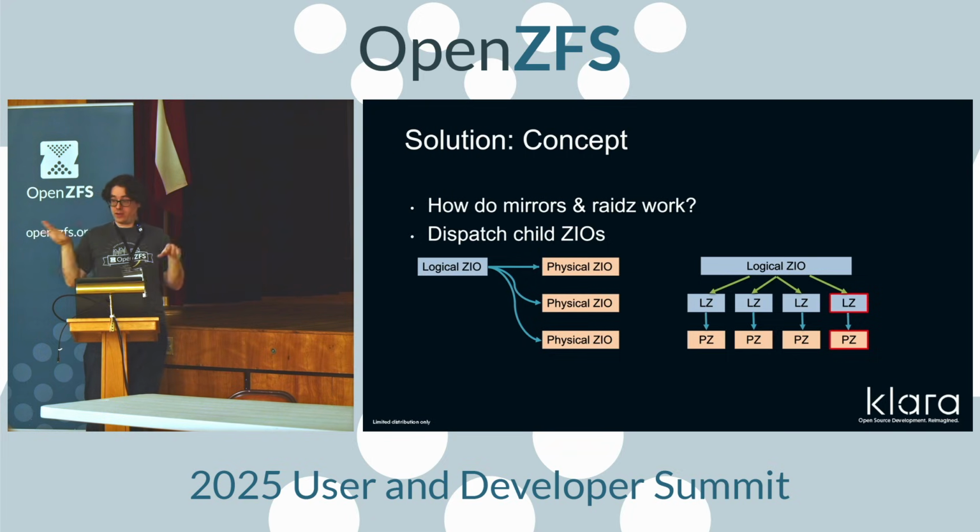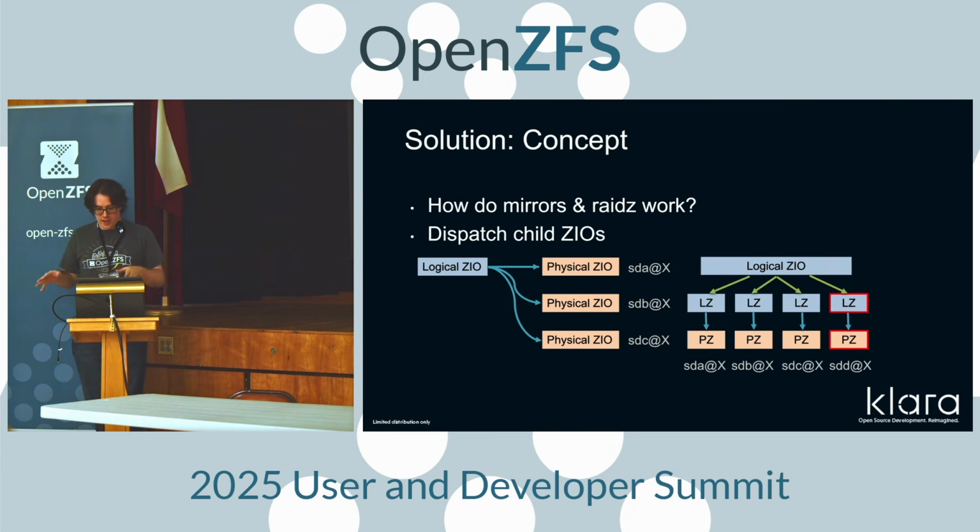On the right is how RAID Z works. You have one larger logical IO that gets broken down into small pieces, and then each of those pieces goes to a different drive. The one outlined in red represents the parity drive. This is not how the ZIO tree actually works. The ZIO tree is a nightmarish tangle of weeds sometimes, but this is just a simplified depiction to help understand the high-level concept.